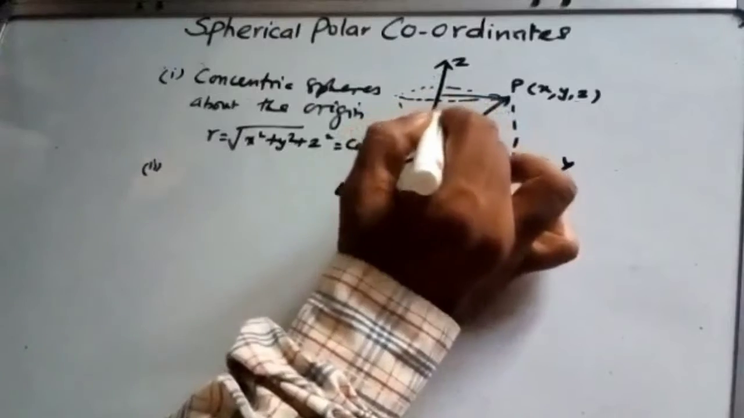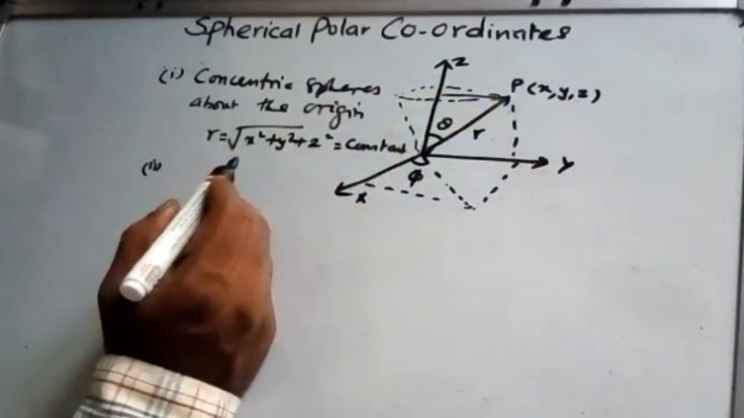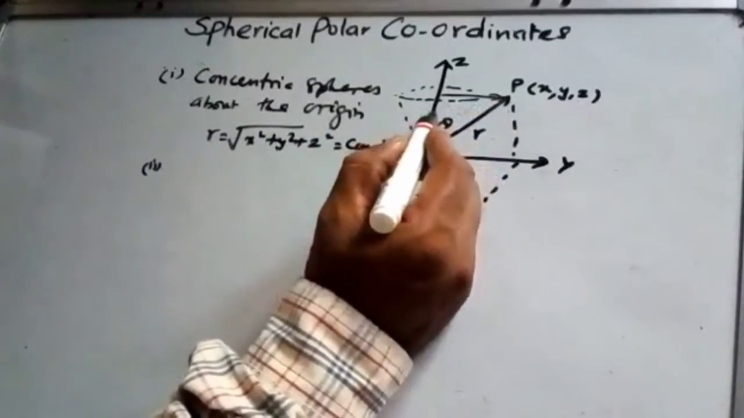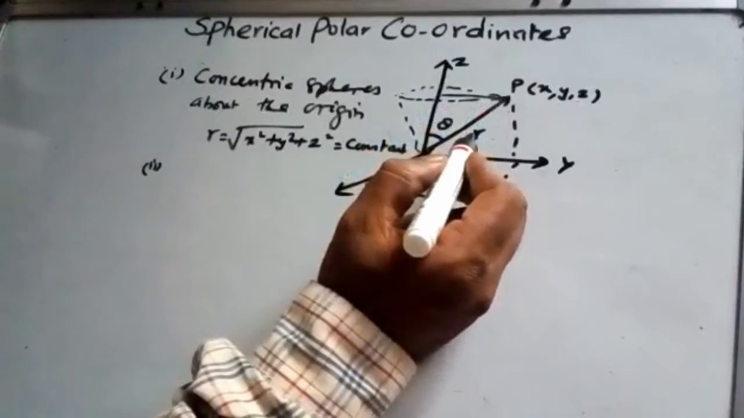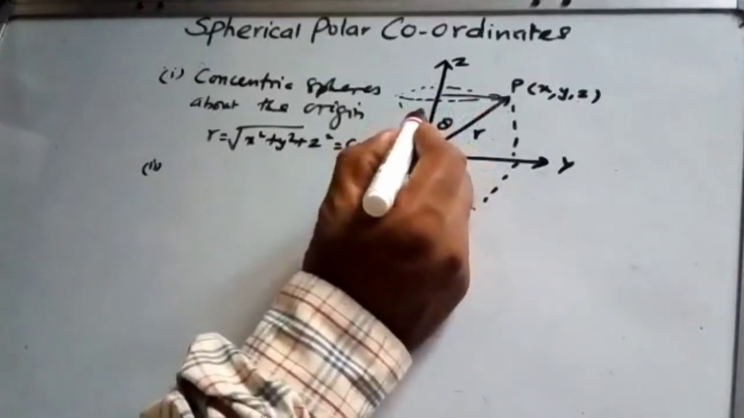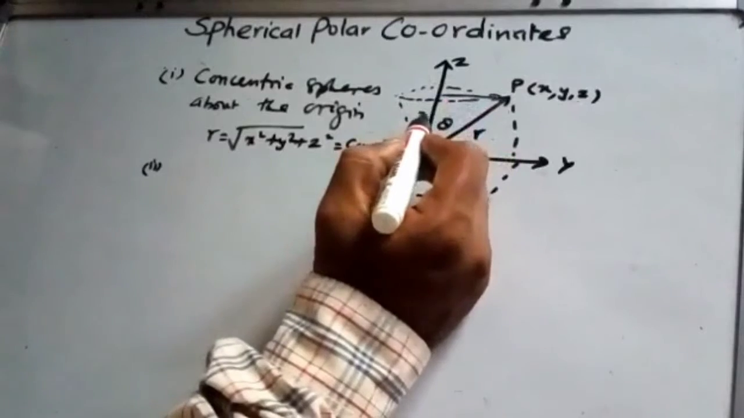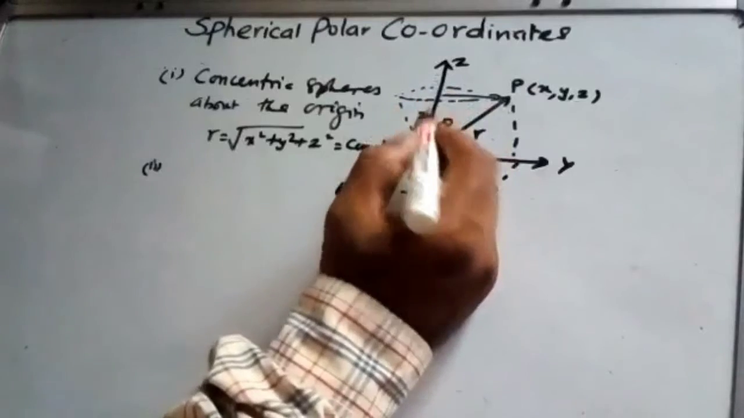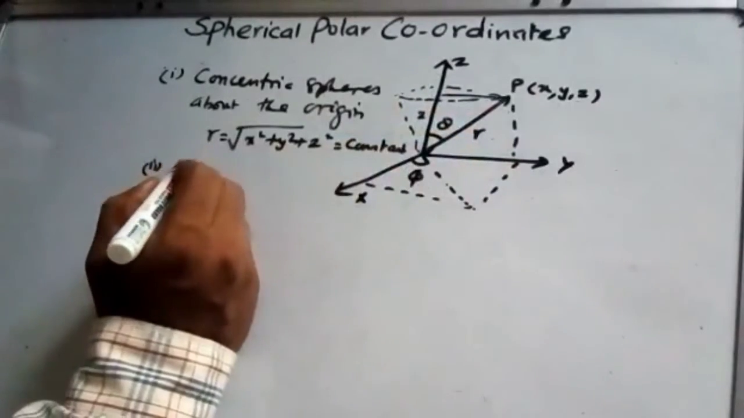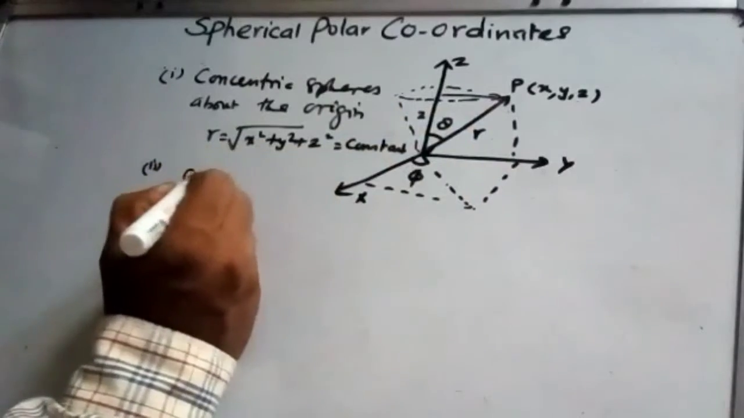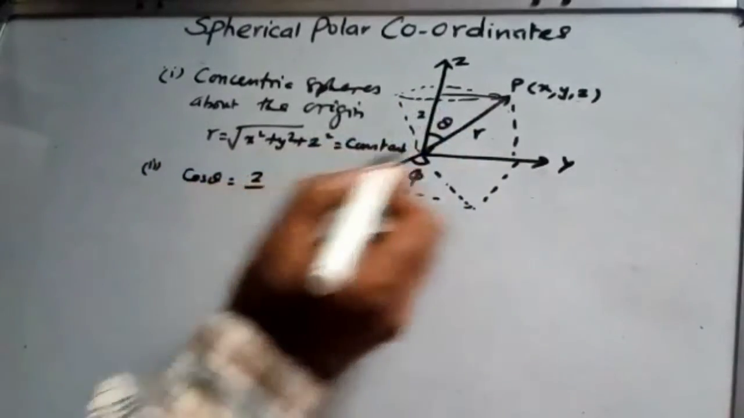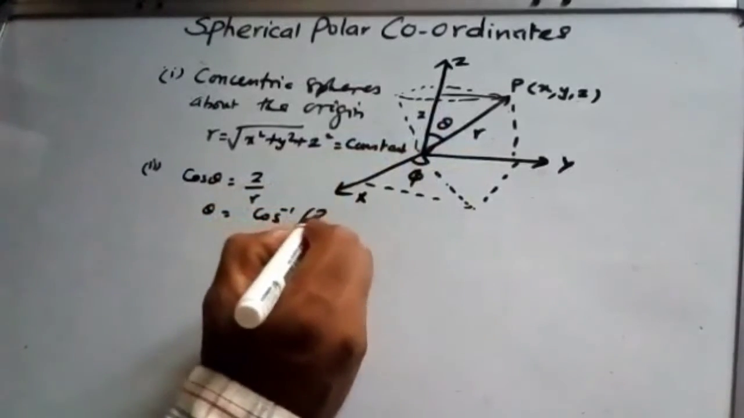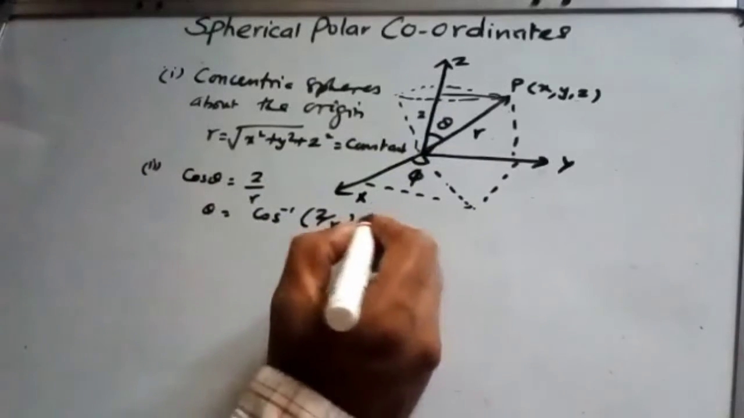Right circular cone about the z axis with the vertices at the origin. So we can get a right angle triangle here: this is the hypotenuse r, this is along the z axis, that is considered as z. So the adjacent side is z, and this is the opposite side. We need the value along the z axis, that's why we use cos theta. So cos theta equal to adjacent side z by hypotenuse r. So theta equal to cos inverse of z by r, equal to constant.